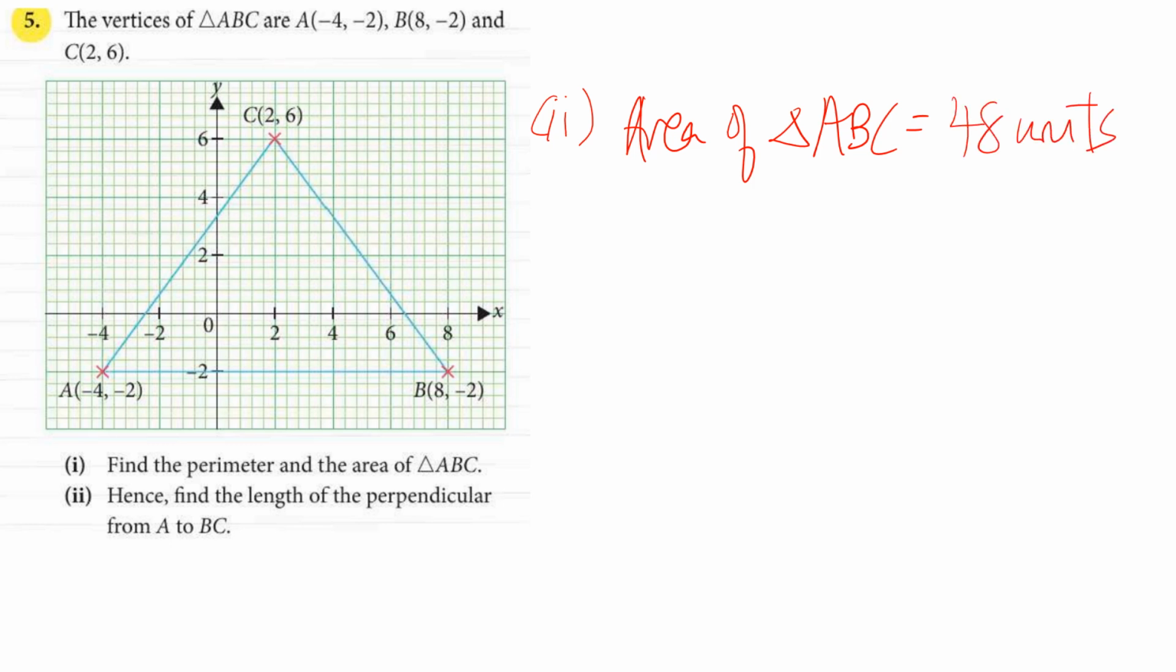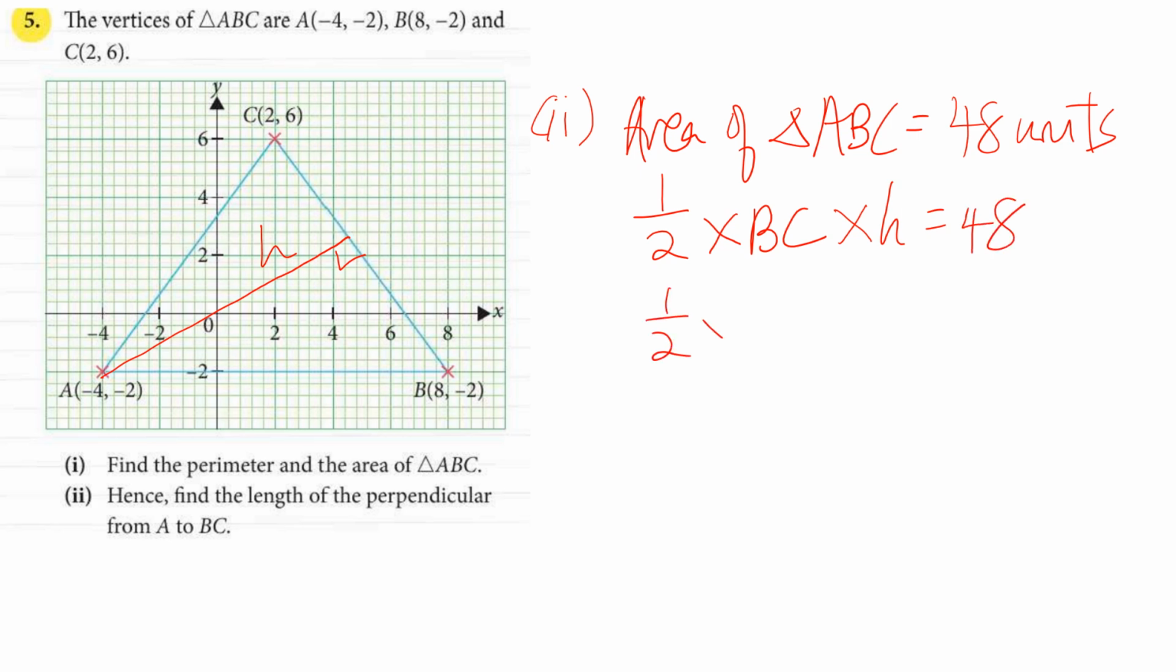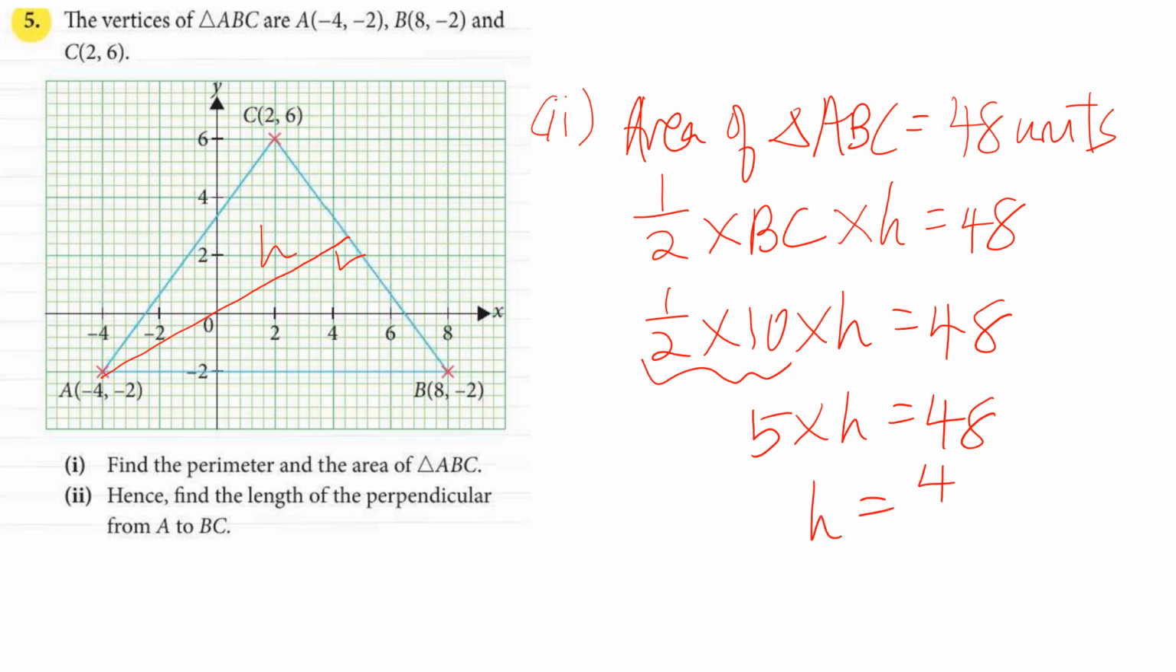Okay, so using the same concept, what you should be getting is half times BC times the perpendicular distance, call it H, which we called H earlier on. It's 48. And we found BC to be 10 units. So this will give us 5 times H equals 48. So H will be 48 divided by 5, 9.6 units. Okay, this should be the correct answer for question 5 part 2.